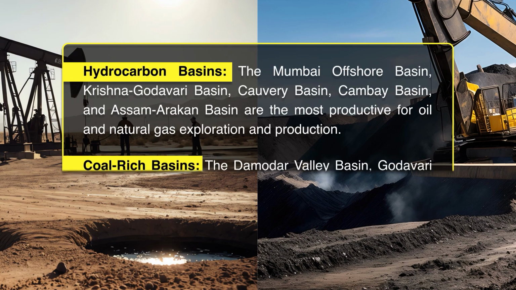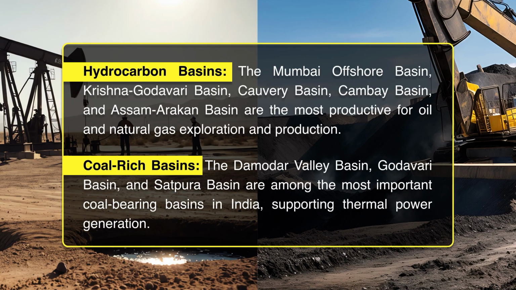So, we have seen the various major sedimentary basins of India. If we categorize them further based on the resource in them, we can call them hydrocarbon basins. These are the Mumbai offshore basin, Krishna Godavari basin, Kaveri basin, Cambay basin, then Assam Arakan basin, which are the most productive for oil and natural gas exploration and production.